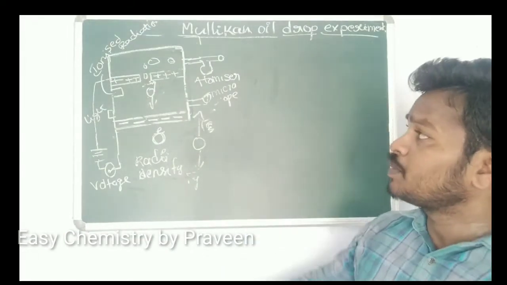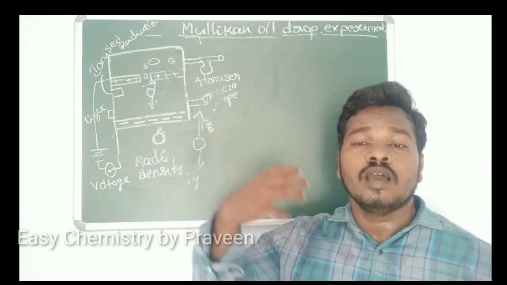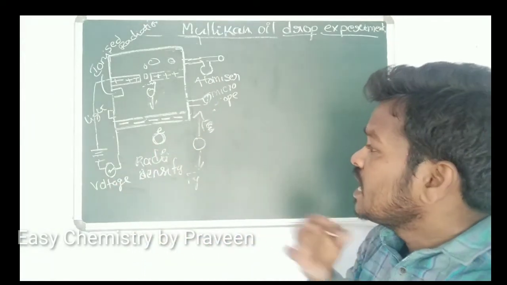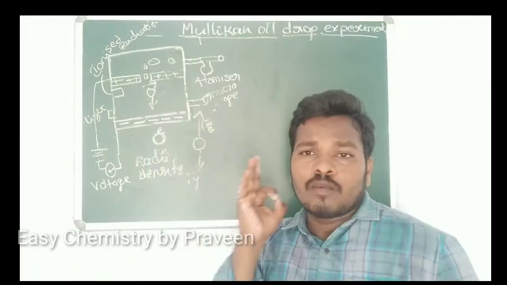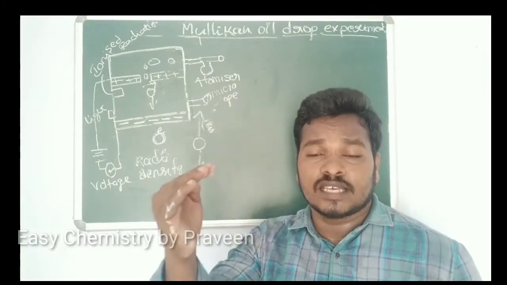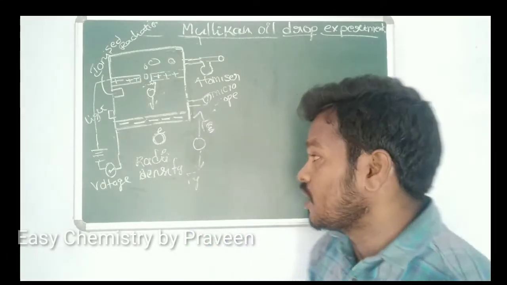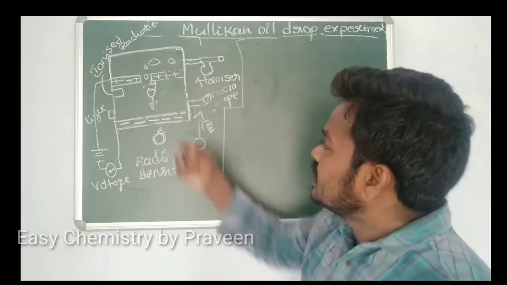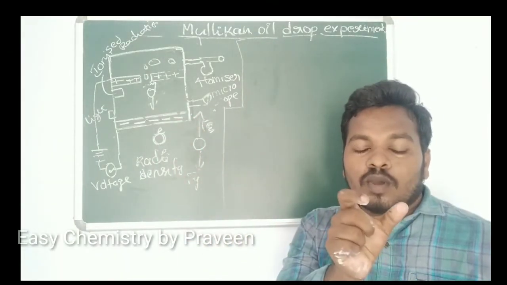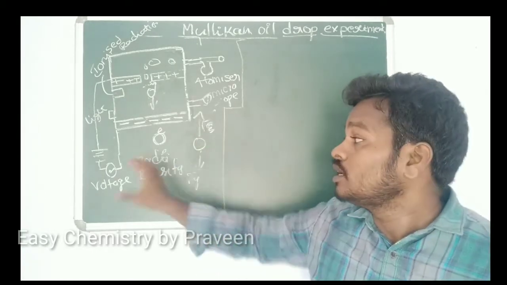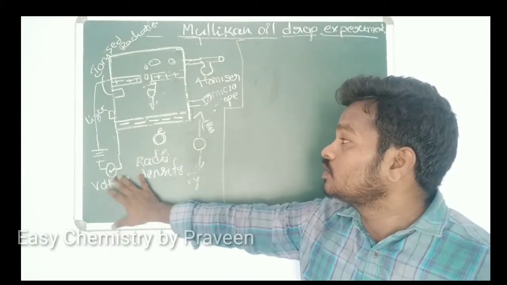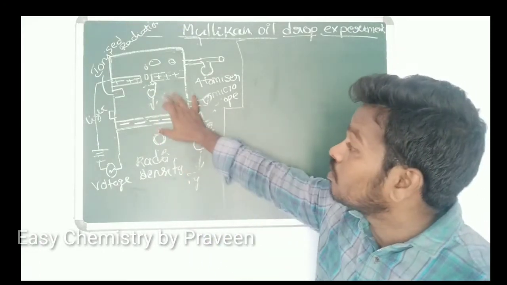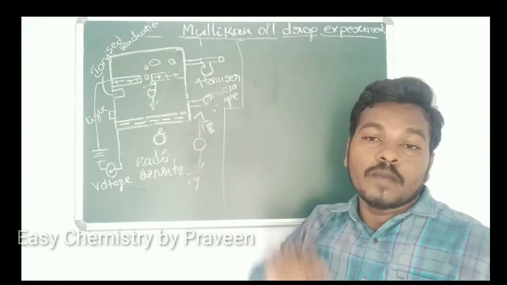He has done the experiment multiple times with different oil droplets. You have to understand that every oil droplet has a different size and a different mass. So for a single droplet he calculated the mass, and with the help of the voltage, he applied some electrical voltage. With the electrical voltage, the oil droplet is suspended between the two metal plates.